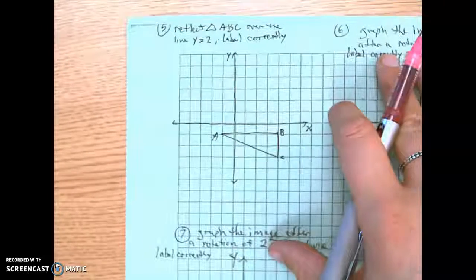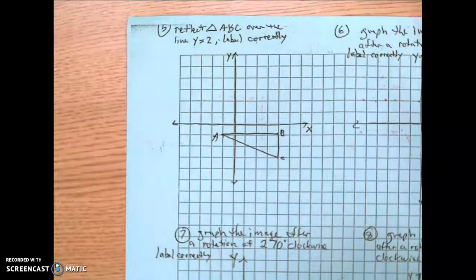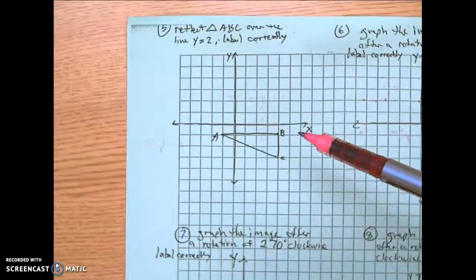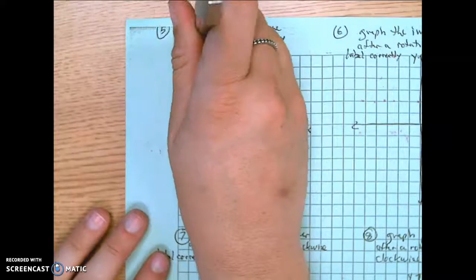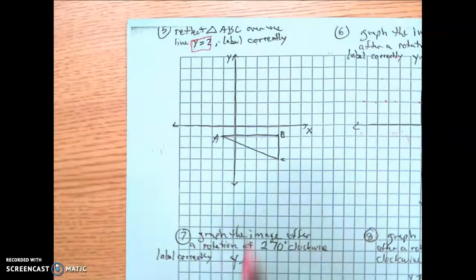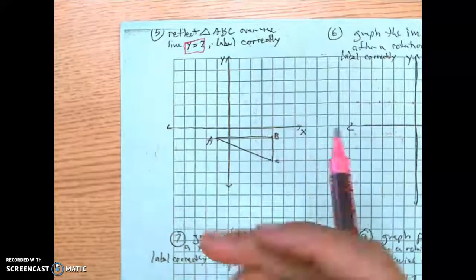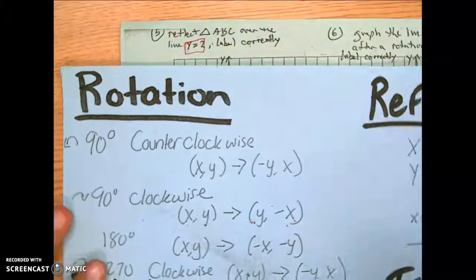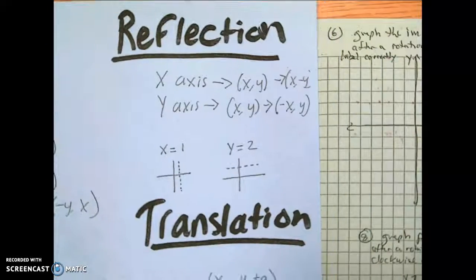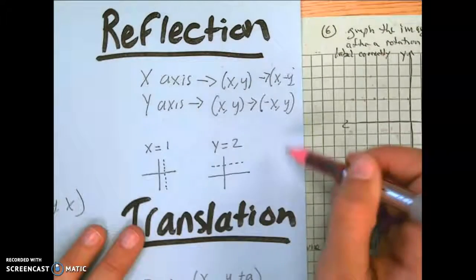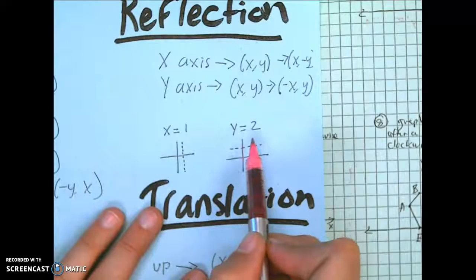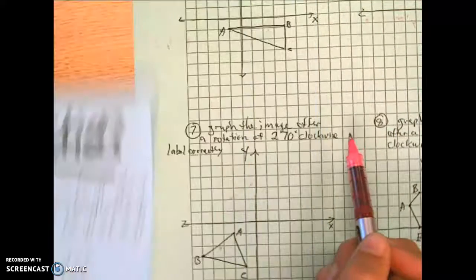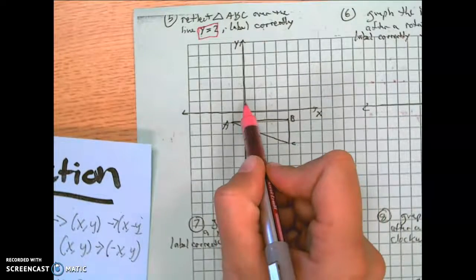All right. Moving on. Number 5, reflect triangle ABC over the line y equals 2. First of all, I got to figure out where the line y equals 2 is. You can remember that I'm always going up 2, so my line's going to be here. Or you can use the cheat sheet that you get on the test. If you look over here at reflection, it tells you where the lines are. When I'm looking at y equals 2, I'm looking for a y line. We know it goes side to side at 2, so we're going side to side at 1, 2.